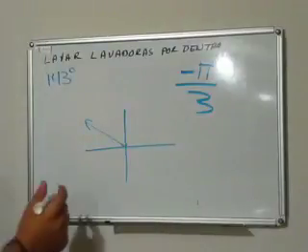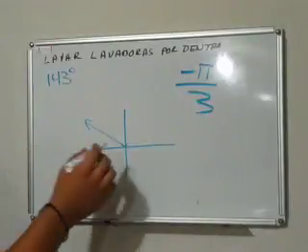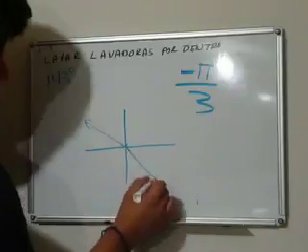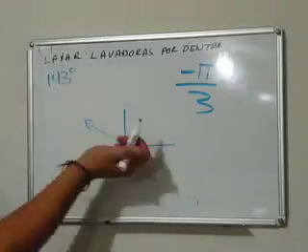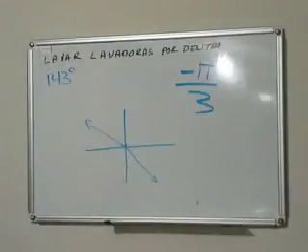With radians, it's the same. This is negative pi over 3, so it's negative 60 degrees, so it should be around here. It's the same thing. Since we're talking about radians, we're going to add 2 pi and subtract 2 pi, and we should get the two coterminal angles.